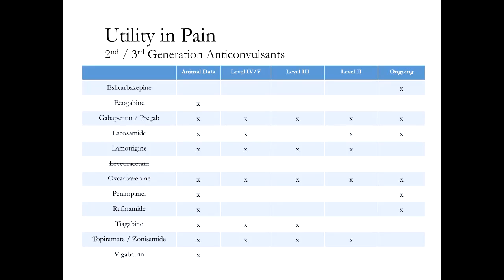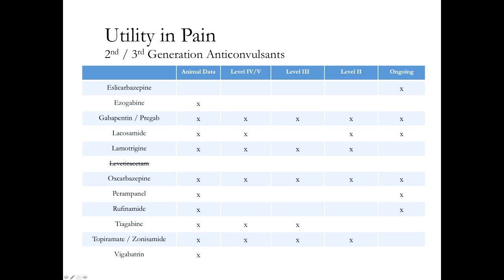So let's focus on the anticonvulsants first. So the anticonvulsants, and this is focusing predominantly on the second and third generation anticonvulsants, you'll notice that we have a whole host of different utilities in pain. So if you look, run through this real quick, most of them have animal data. Levetiracetam actually does have animal data, level 3 and level 4 data. It does not have ongoing data, and no level 2. And my definition of level 2 would be randomized controlled studies supporting their use. But if you look across, obviously gabapentin and pregabalin have level 2 randomized controlled study data.